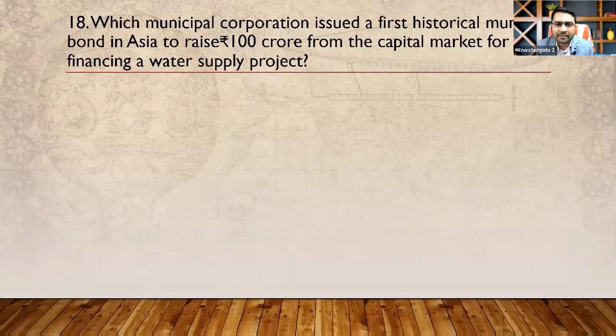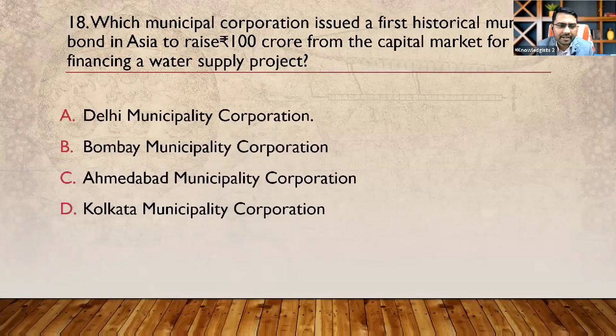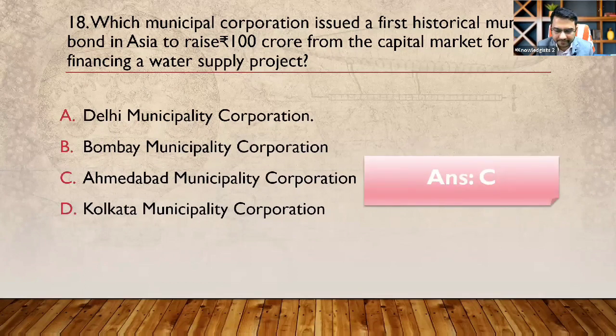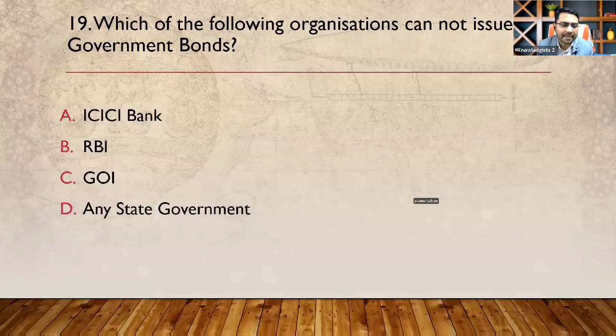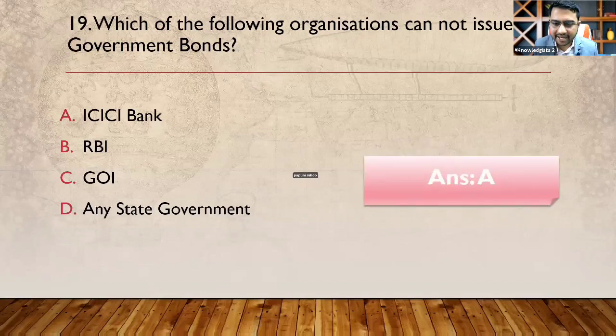Which municipal corporation issued the first historical municipal bond in Asia to raise 100 crore? Delhi, Bombay, Ahmedabad, Kolkata. We just read it. It is Ahmedabad. Which of the following organizations cannot issue government bonds? ICICI, RBI, GOI, any state government? Silly one, ICICI.